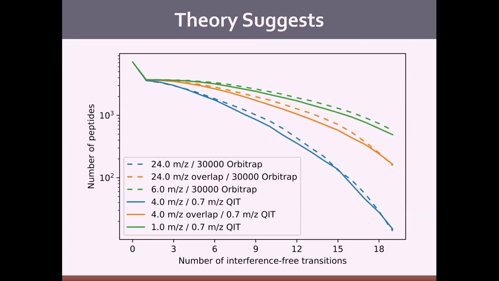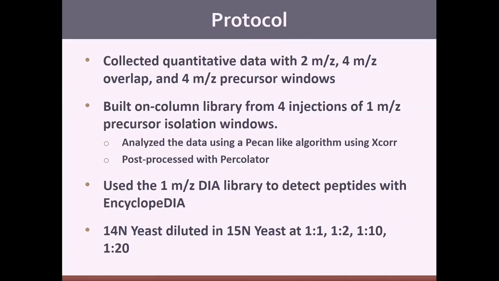So here's an initial experiment. We wanted to do experiments with 2 mass-to-charge and 4 mass-to-charge of overlap, and 4 mass-to-charge precursor windows. We built a non-column library from 4 injections of 1 m/z data, which is getting really narrow precursor isolation windows. We used a PECAN-like algorithm that was modified to take into account XScore as well as scoring. We post-processed with Percolator, and we used this 1 m/z DIA library, which is now 4 injections, to remap the data back onto the 4 mass-to-charge overlap data.